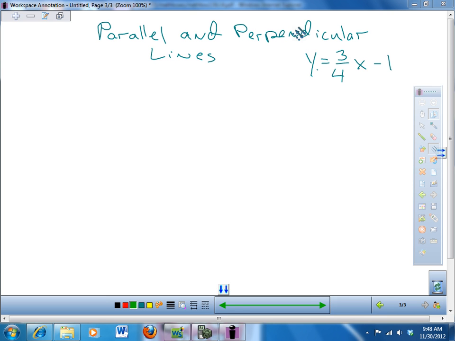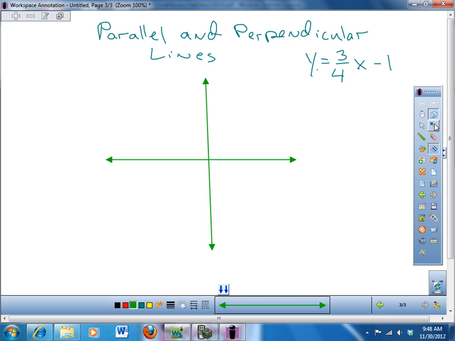Learn about parallel and perpendicular lines and their slopes. So if I want to graph y equals 3/4 x minus 1, what's the y-intercept? When a point crosses y. What is it in this case? Negative 1. So I'm going to go down 1, and I'm going to put a point there.